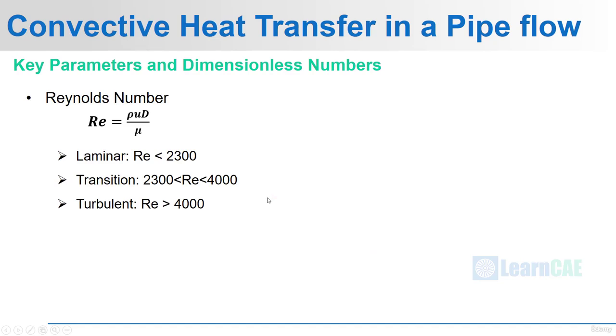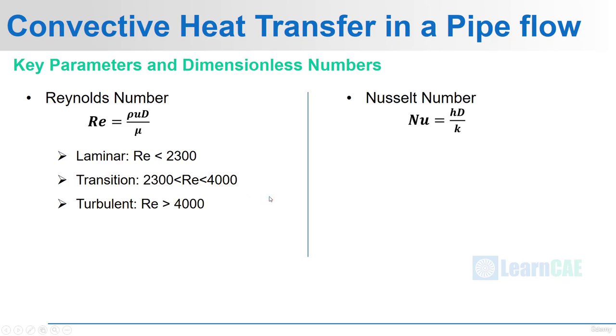The first one is Reynolds number. As you know, the formula is rho u d by mu, where d is the diameter of the pipe. For laminar flow, the Reynolds number should be less than 2300, and for transition it should be between 2300 to 4000, and for turbulent flows it should be above 4000. In some cases they even mention it should be above 10,000.